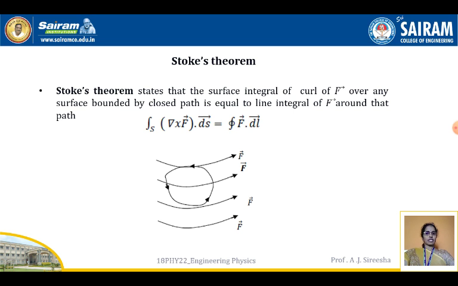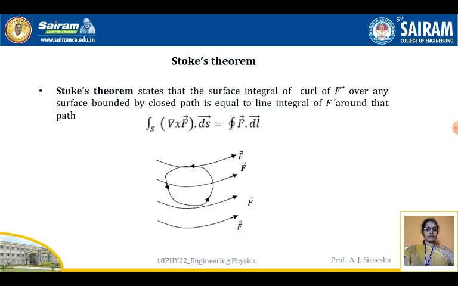Next is the Stokes theorem. Here in our syllabus we do not have the proof of the Stokes theorem, but you have to know what exactly the Stokes theorem gives. Stokes theorem states that the surface integral of the curl of F over any surface bounded by a closed path is equal to the line integral of F around that path. That is, integral of del cross F dS is equal to integral of F dot dl. That means it gives the relation between the surface integral and the line integral.